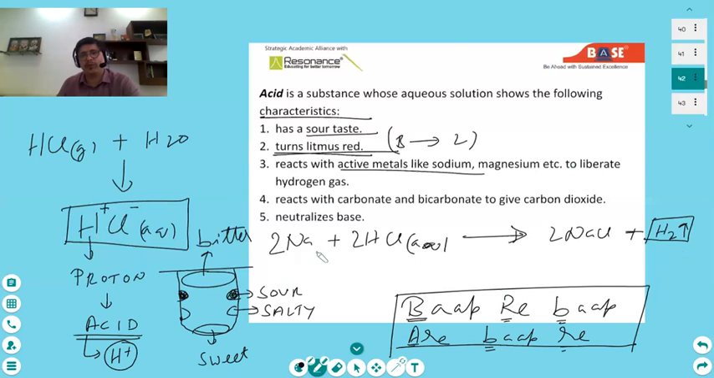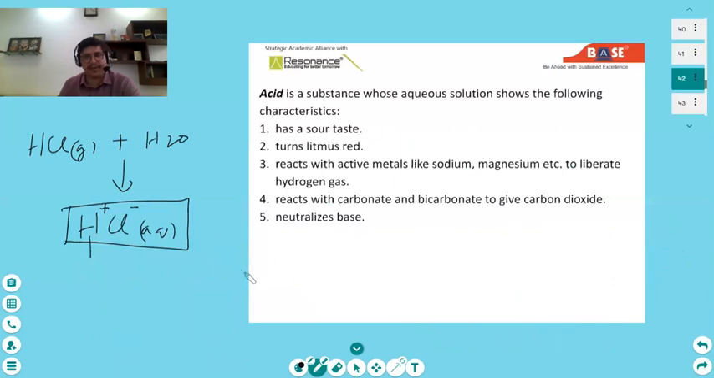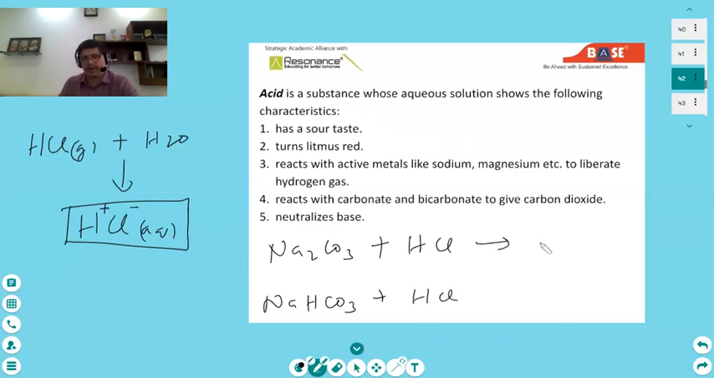Next is the fourth one: acids react with carbonate and bicarbonate to give carbon dioxide gas. This is again a new concept. Suppose you take sodium carbonate and you also take sodium hydrogen carbonate, that is sodium bicarbonate. And when you treat these with acid, suppose I treat this with HCl and I treat this with HCl. So in the first case, what I get is NaCl and water. With that, you get carbon dioxide gas also. And here, again, you get NaCl and water and carbon dioxide gas.